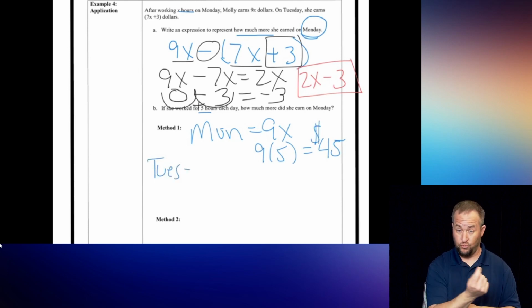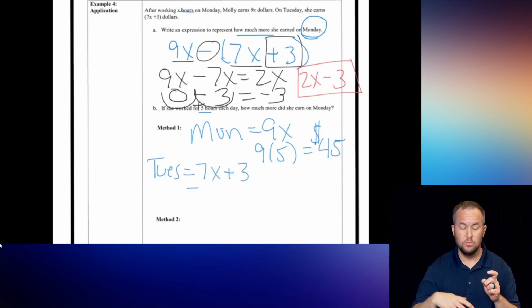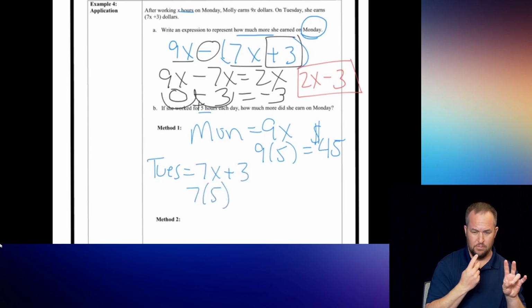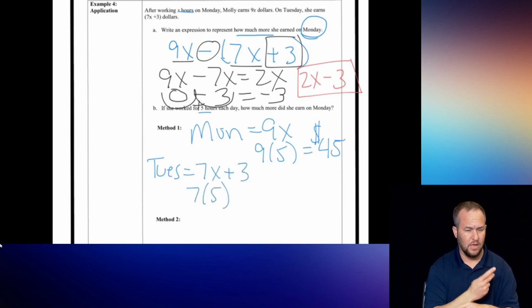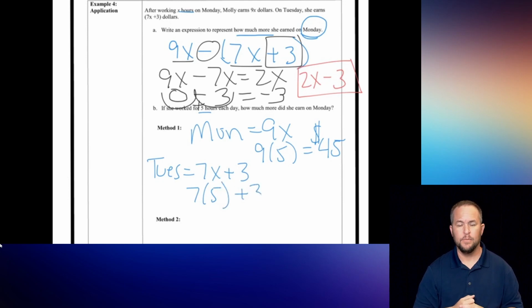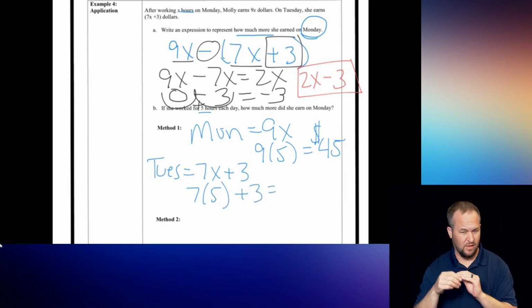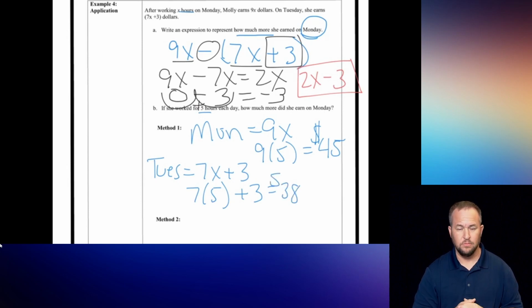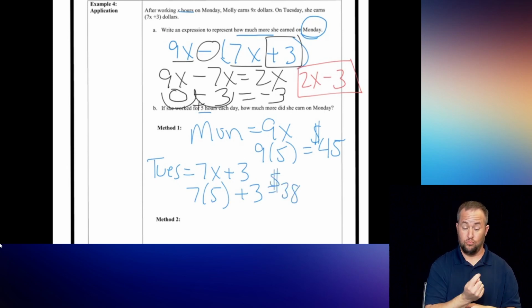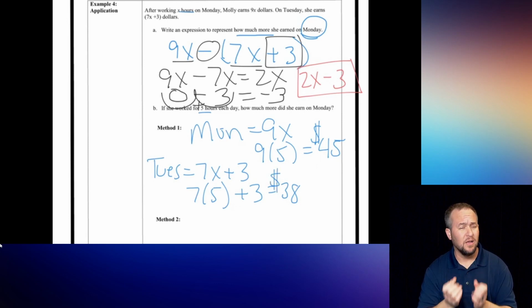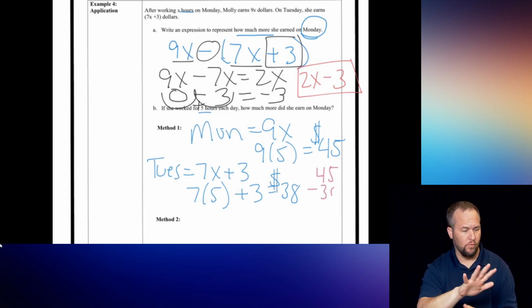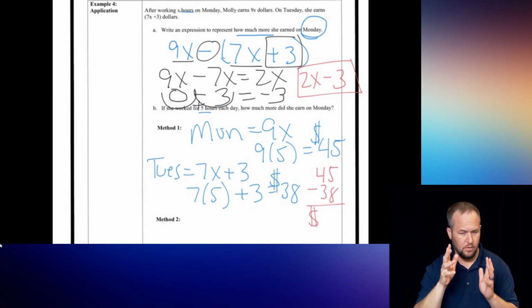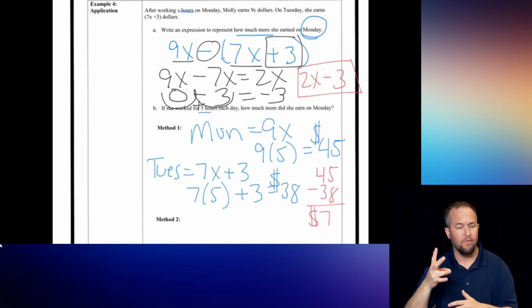Tuesday is 7x plus 3. 7 attached to x means 7 has to be times the hours, which is 7 times the 5. And I would add 3. 35 plus 3 is 38. So she earned $38 on Tuesday. And when it asks how much more did she earn, that's your clue again that we're subtracting. So I would do 45 minus 38 to see that she earned $7 more on Monday rather than Tuesday.